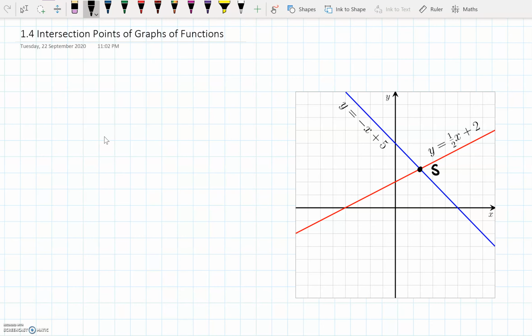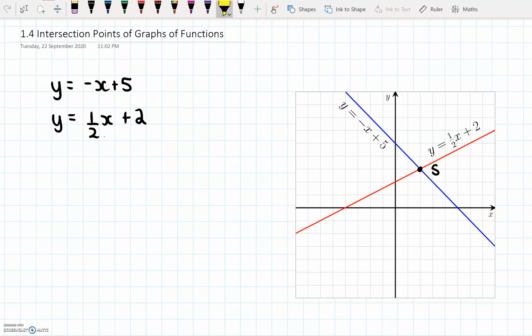All right, so when we're looking to find the intersection points, we want to know what the coordinate is of this point S. On our graph, we have here two functions. Our functions are y equals minus x plus 5 and y equals half x plus 2.